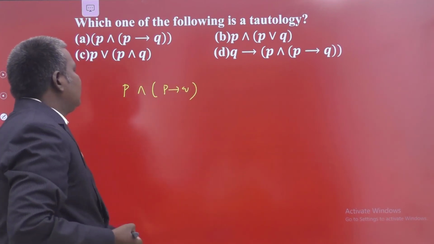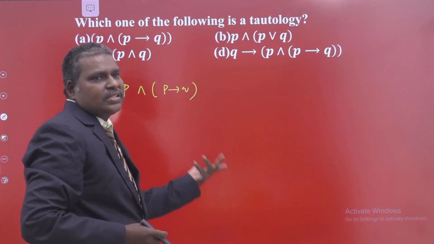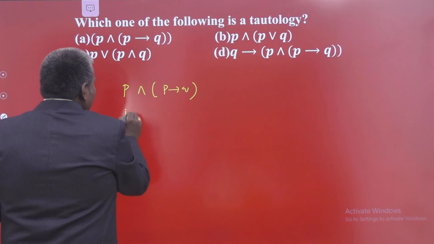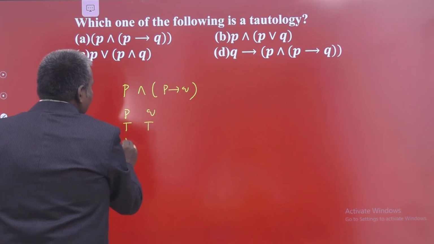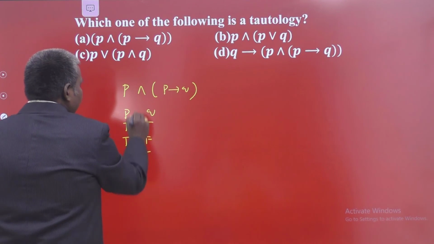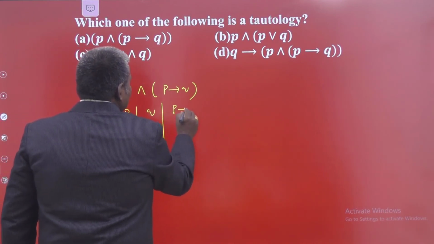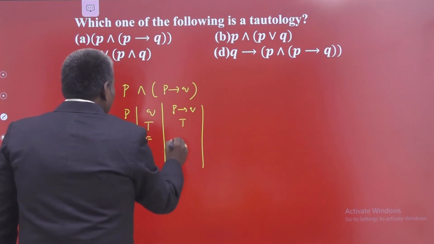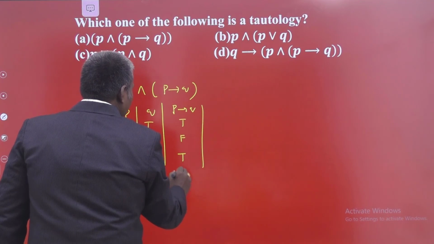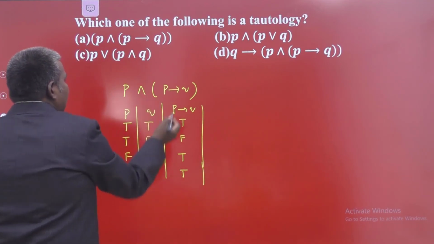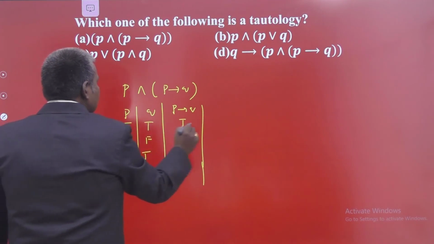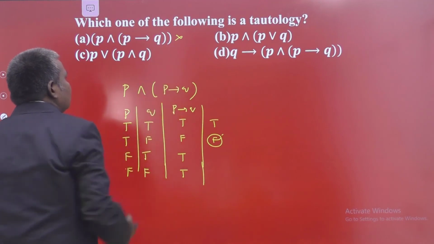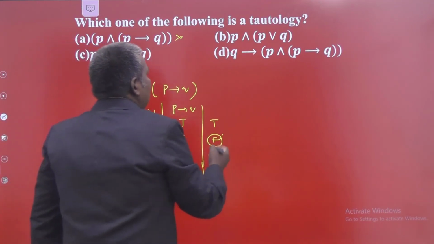If you take the first option, P and (P implies Q), you may prepare the truth table, as if at least one of them is false, then your job is over. So take P, Q: true, false, false, true. P implies Q is what? True, false, true. Now apply P and (P implies Q). This is true, this is automatically false. So we obtain false. So this is not correct. It is not a tautology.